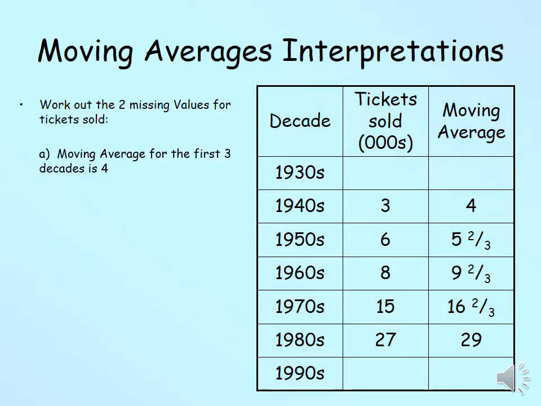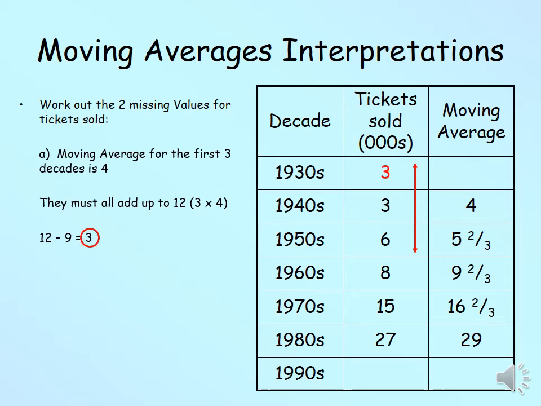Okay, so the first thing is that the moving average for the first 3 decades is 4. Okay, which is those 3. So they must add up to 12. Okay, so we have got a 6 and a 3 there, so the missing number must be 3.